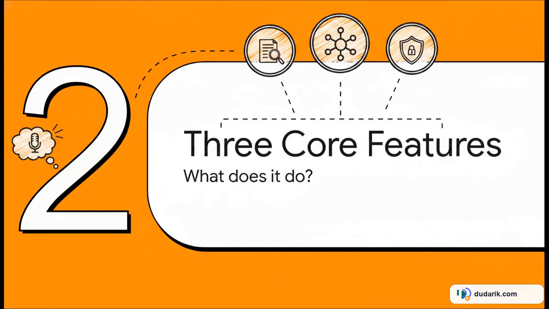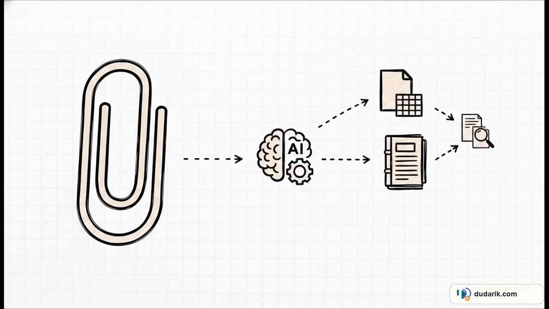Moving on to Section 2, 3 core Copilot features. First up, document analysis. You know those days of manually copying and pasting giant walls of text into a prompt? They are completely over. You can just use the little paperclip icon right in the chat interface to upload your files directly. We're talking PDFs, Word docs, Excel spreadsheets, the whole shebang.